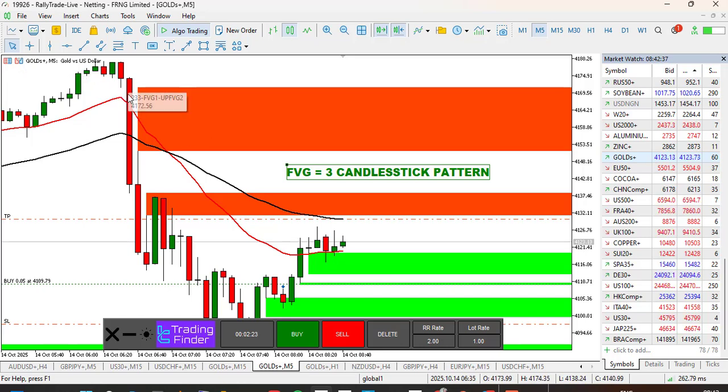This is candlestick 1. This red candlestick is candlestick 1, right? But let's use this other red. This red is candlestick 1. This other red is candlestick 2. This other red is candlestick 3. So candlestick 1, candlestick 2, candlestick 3.